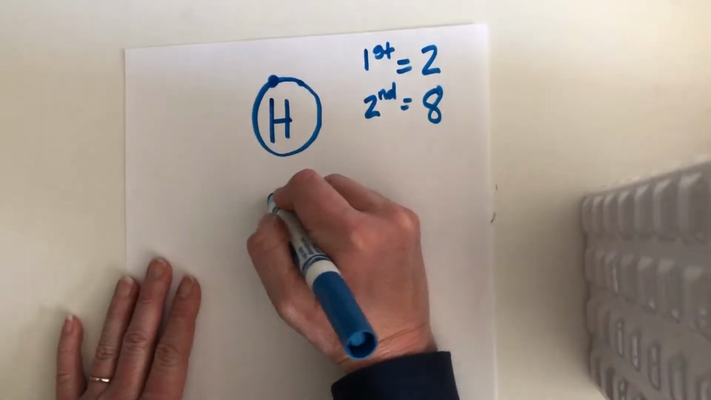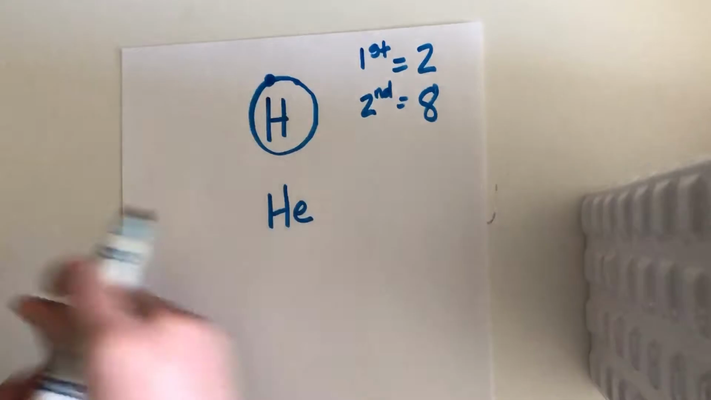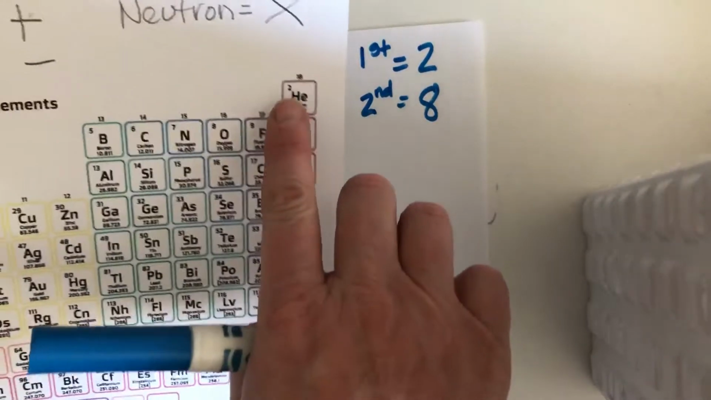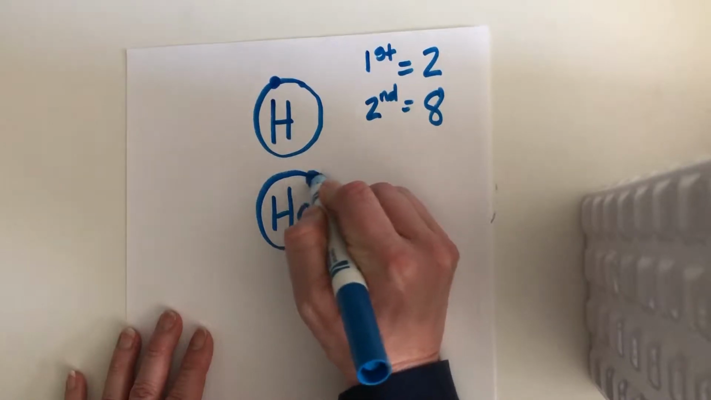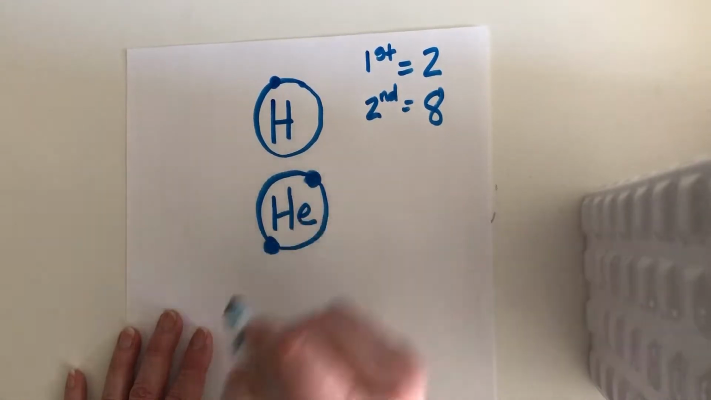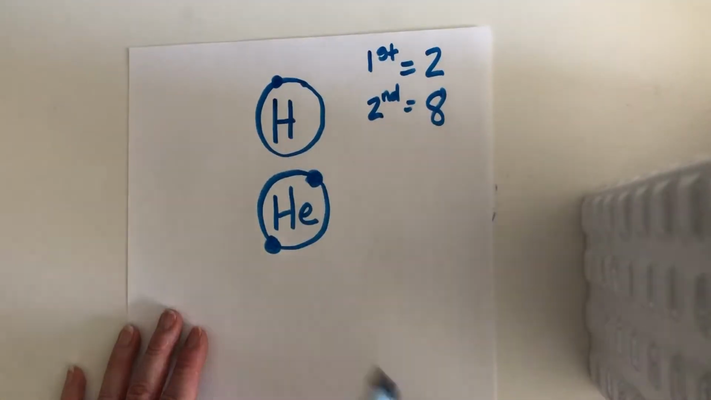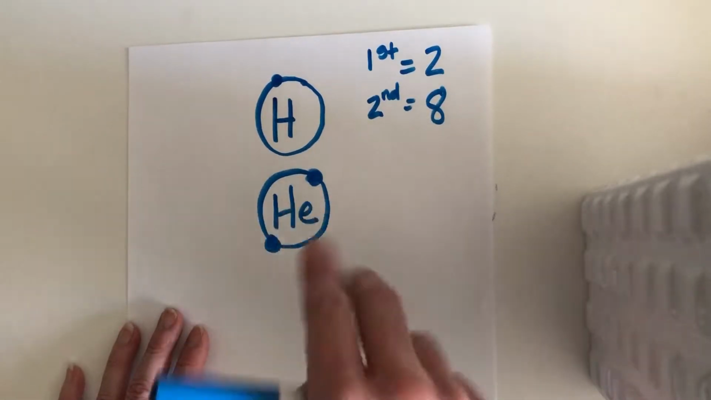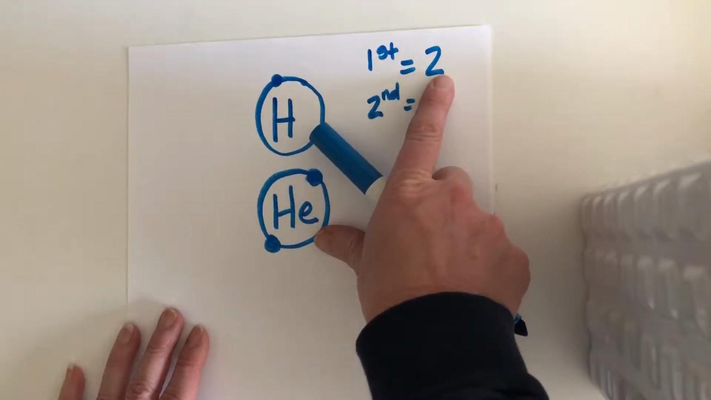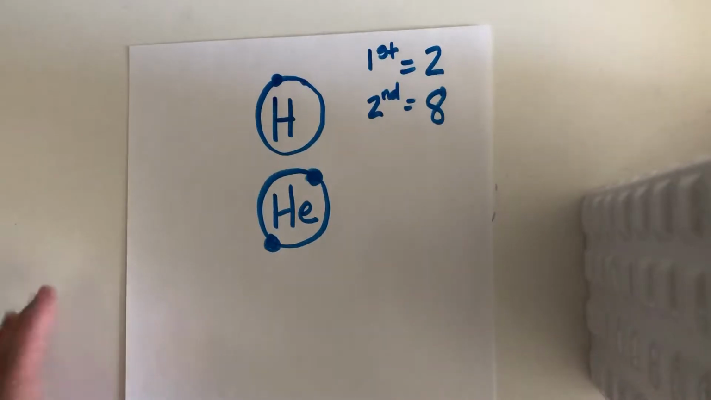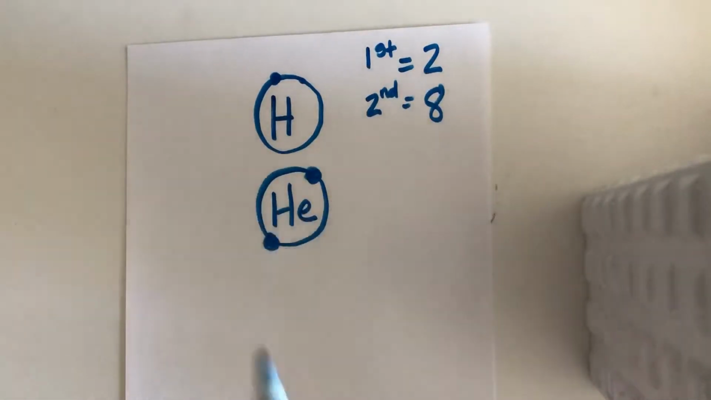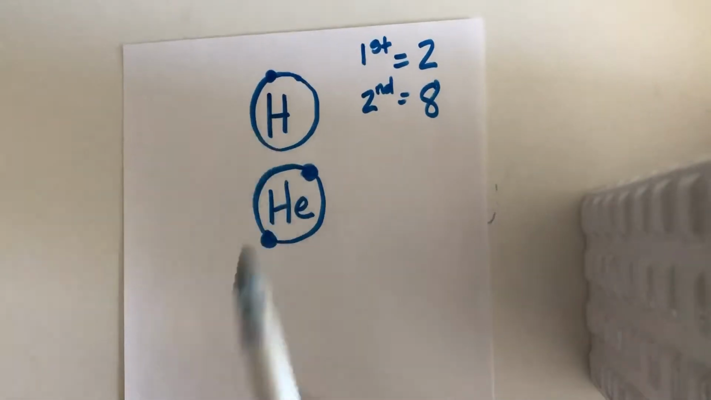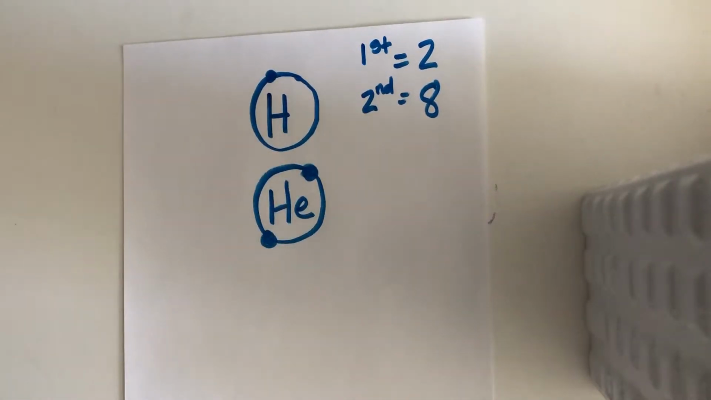The next element is helium. And helium has 2 protons, and so it has 2 electrons, 1, 2. So helium never really binds with anything. They're called the noble gases because they never need to bind because it's completely full. So it's never looking to bind, whereas hydrogen's always looking to bind with something.